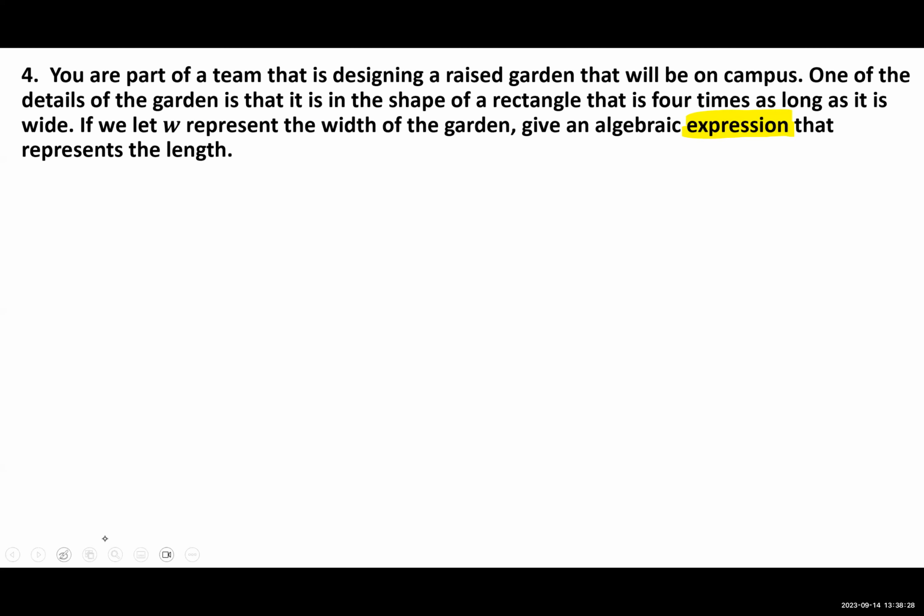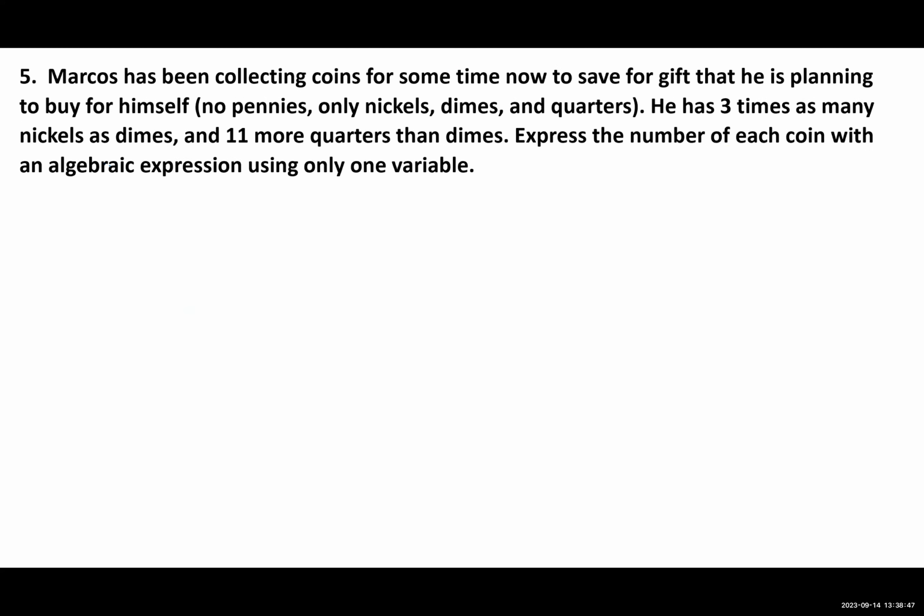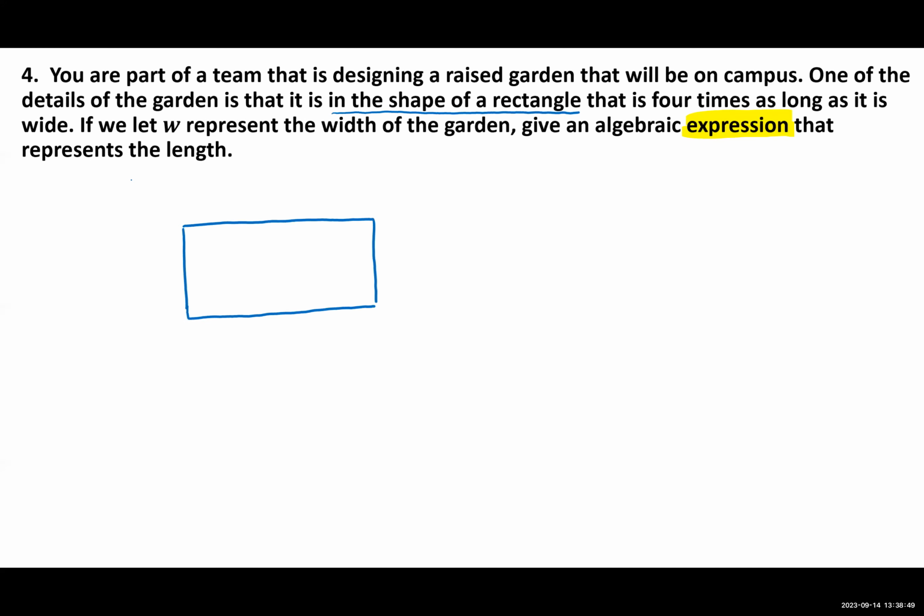The garden is in the shape of a rectangle. So, boom, I'm drawing a rectangle. So there's my garden, represented visually. That is 4 times as long as it is wide. If we let W represent the width of the garden, right?